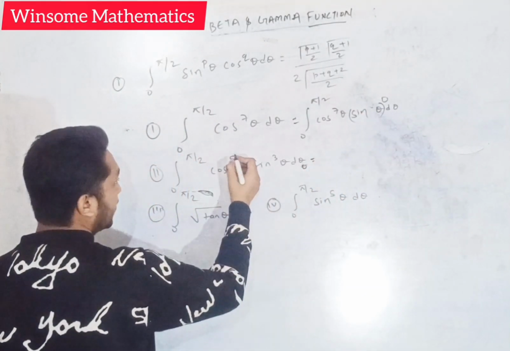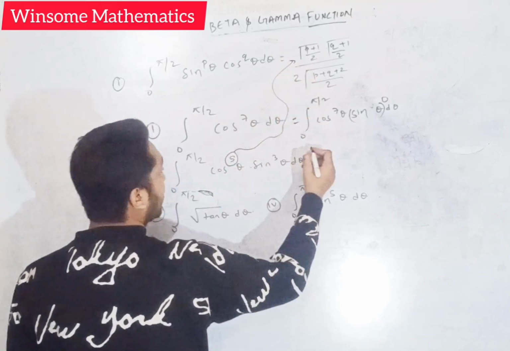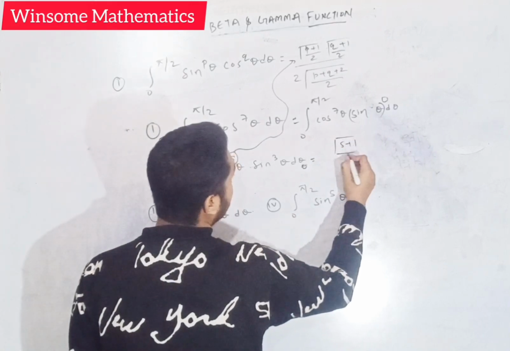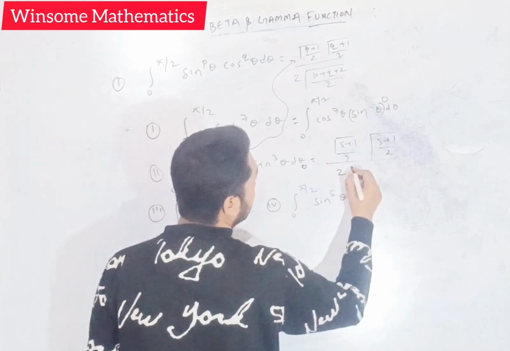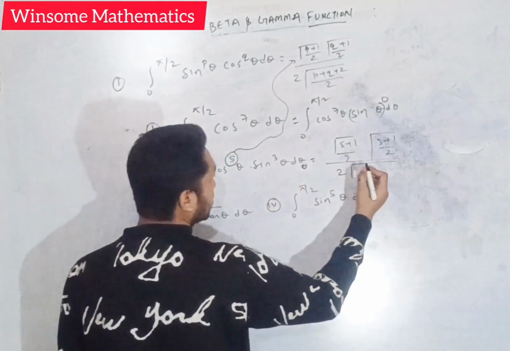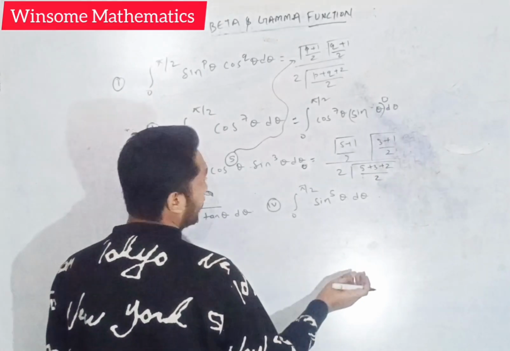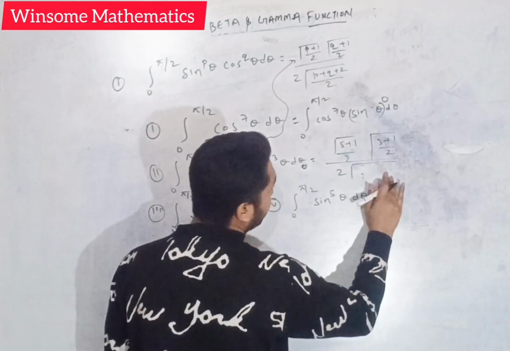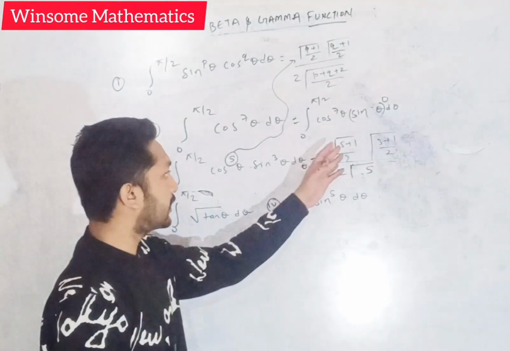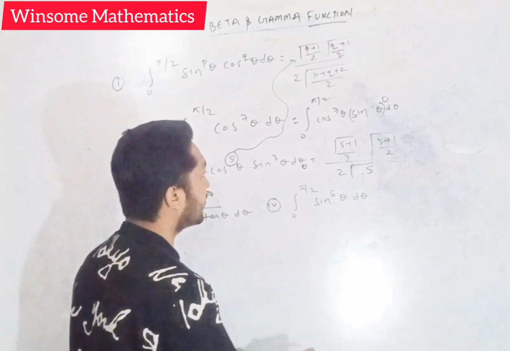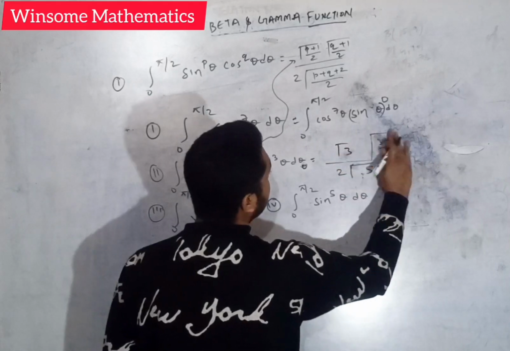Doesn't matter. Here, what we have to do is simply traverse it: gamma of 5 plus 1 by 2, gamma of 3 plus 1 by 2, and 2 into gamma of 5 plus 3 plus 2 upon 2, that is 8 plus 2, 10 upon 2, that is 5. We can easily write 2 gamma 5. Now 6 by 2 is 3 and 4 by 2 is 2, so this is gamma 3 and gamma 2.